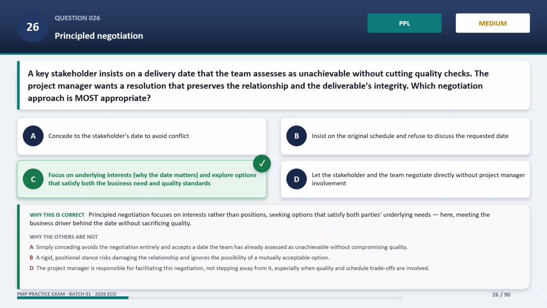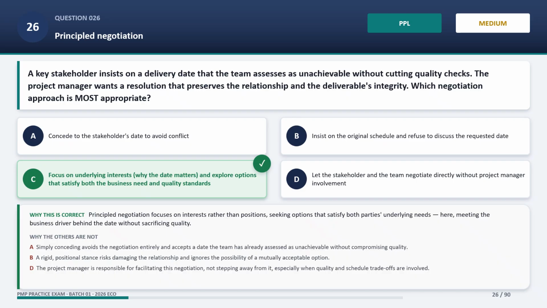Now, why the other options are wrong. Concede to the stakeholder's date to avoid conflict is incorrect. Simply conceding avoids the negotiation entirely and accepts a date the team has already assessed as unachievable without compromising quality. Insist on the original schedule and refuse to discuss the requested date is incorrect. A rigid positional stance risks damaging the relationship and ignores the possibility of a mutually acceptable option.